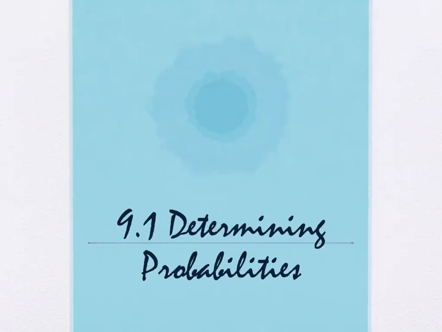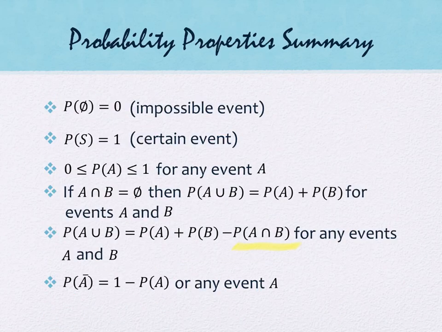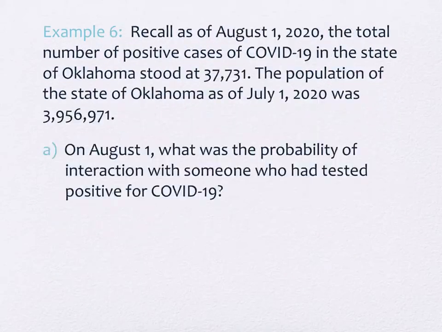All right, 9.1, we're looking at determining probabilities. We talked about what that means a little bit. We've done some examples, and we are to my very last example, which is back to the data that we had seen at the end of Chapter 7. So recall, as of August 1st, 2020, the total number of positive cases of COVID-19 in the state of Oklahoma stood at 37,731.